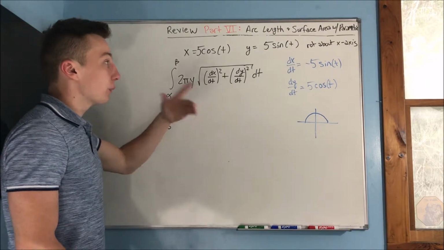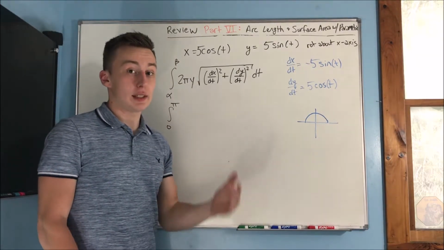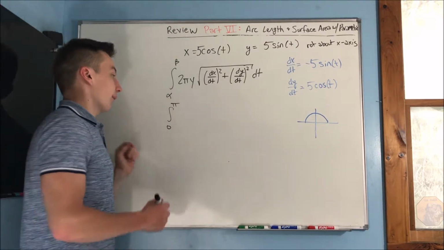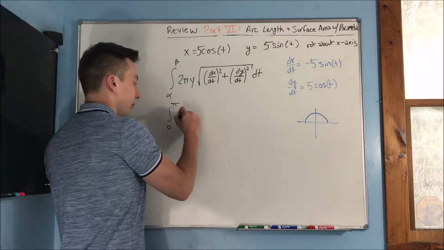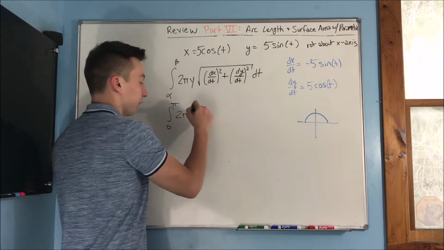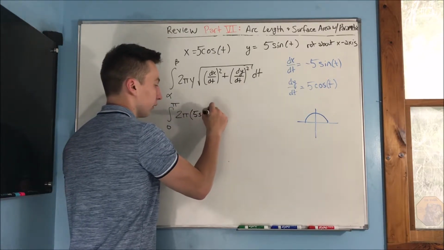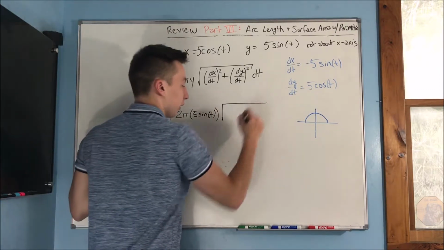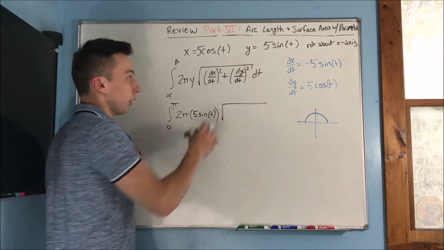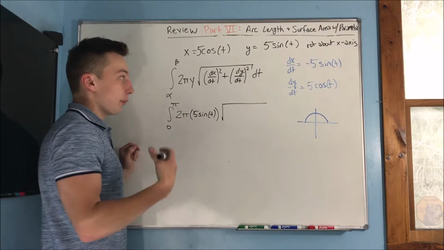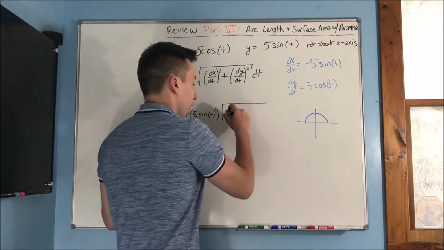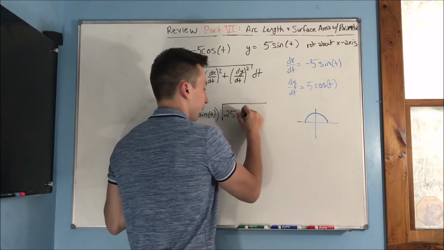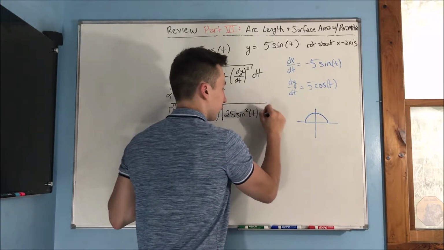This y is here because we're rotating about the x-axis. If we were rotating about the y-axis, then we're going to have an x here. Okay? We're going to get a 2 pi times y, that is 5 sine t. Cool. And now we are going to be multiplying by the square root of dx dt squared plus dy dt squared.